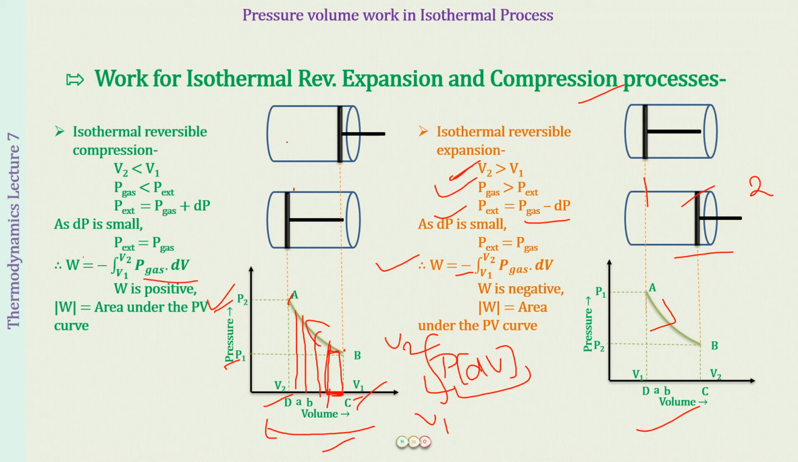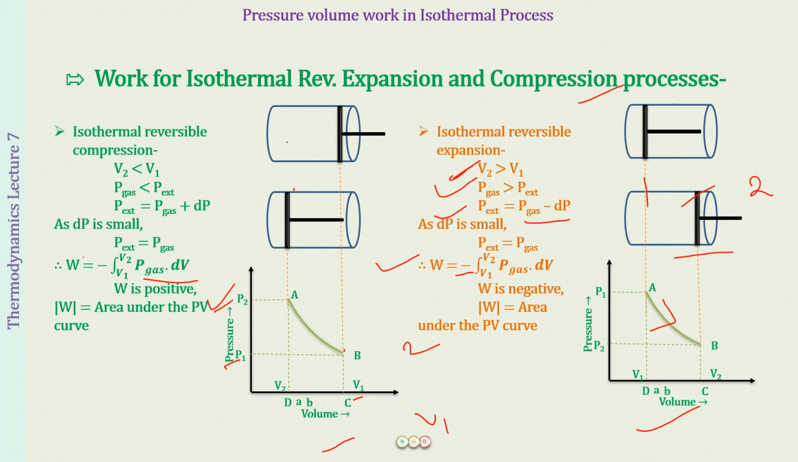Okay, so this means that if we find out the area of this plot under the PV diagram, the area A, B, C, D, this whole area that we have, this is the area under the PV curve. This will give us the work done in the process.